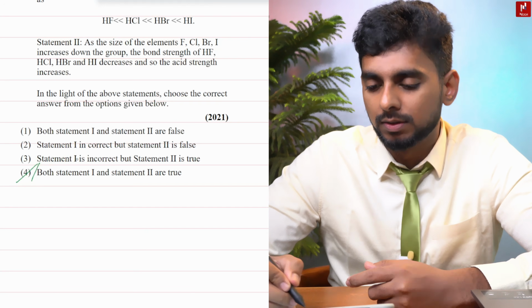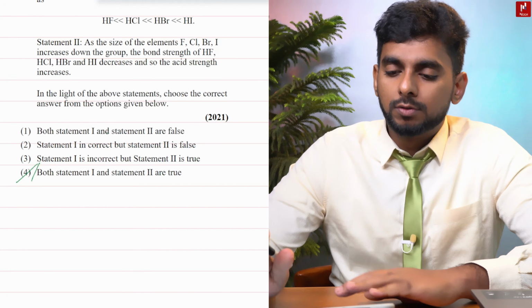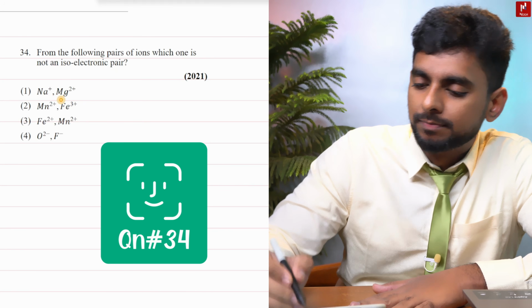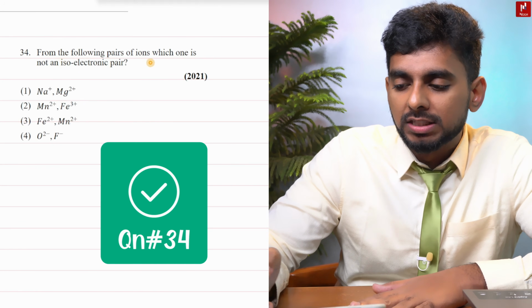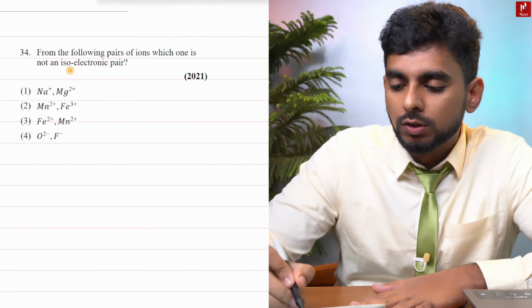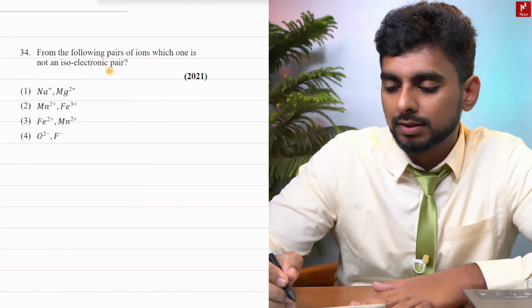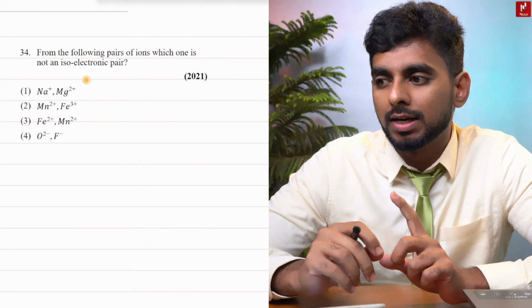You have to be clear with this one. Yeah, no doubt should be there. Let's move to the next one. Next question is also a simple one. From the following pairs of ions, which one is not an isoelectronic pair? So I just need to get something that is not isoelectronic, which means it doesn't have the same count of electrons in it.